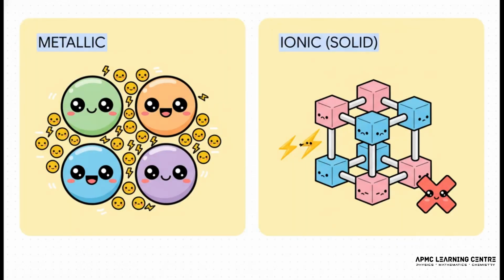So let's dig into why the conductivity is so different. In metals, you've got this awesome sea of delocalized electrons. These are electrons that aren't tied to any one atom, so they're free to just zip around and carry a current.